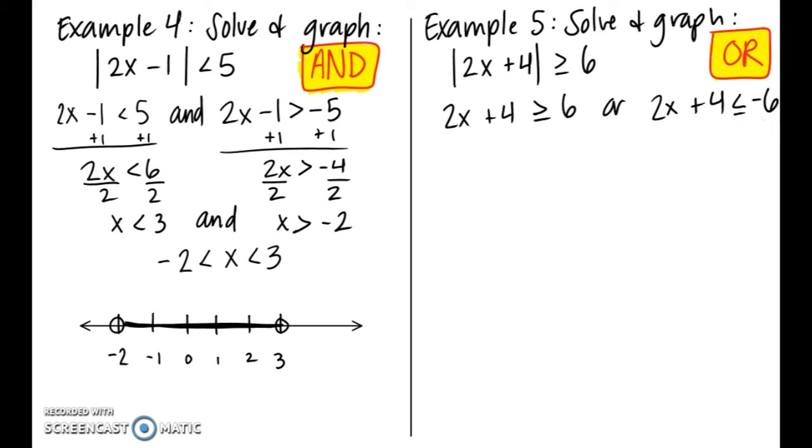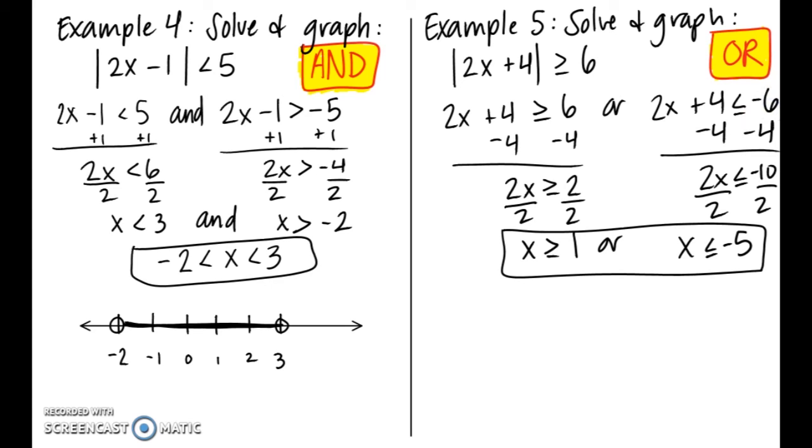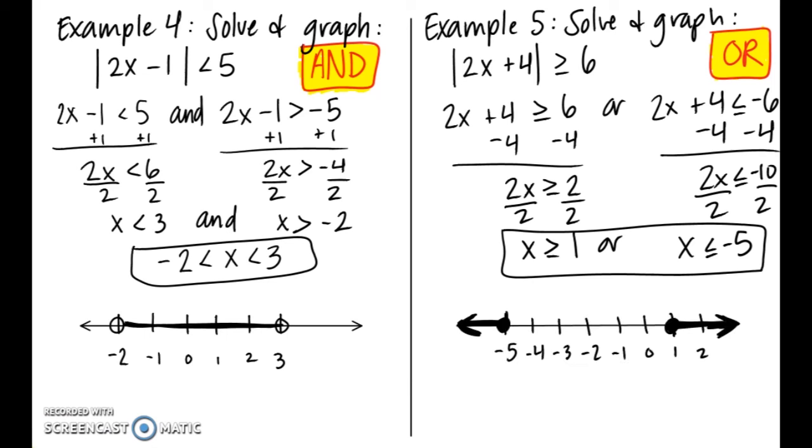And from there, it's 2 steps. So when I isolated the variable, I got x is greater than or equal to 1, or x is less than or equal to -5. And now we're going to graph those on a number line. I plotted the 2 endpoints, +1 and -5. They're both closed circles because the or equal to symbol is below the inequality symbol, and we're shading out in opposite directions because this is an or inequality.